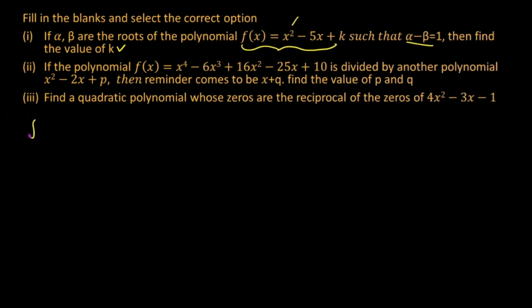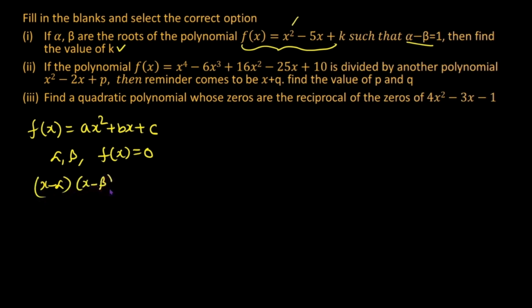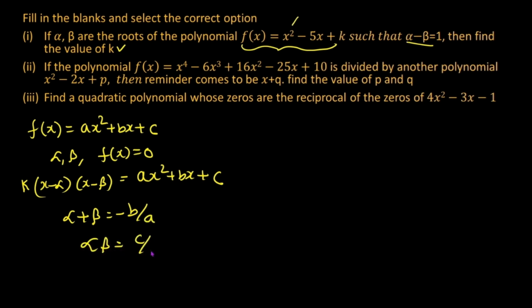So the general form of the second order polynomial equation, f of x is equal to ax square plus bx plus c. If alpha, beta are the roots of this polynomial equation, that means f of x equal to 0, right? Roots of the polynomial equation. Then x minus alpha into x minus beta are the factors for the polynomial equation. We also include a constant, because sometimes the x square coefficient will be there too. If we equate this with the base equation ax square plus bx plus c, simplify this expression and compare each coefficient, we will get the relations alpha plus beta equal to minus b by a and alpha into beta equal to c by a.